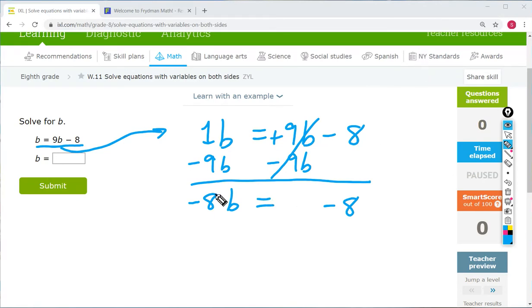And now these things are actually getting multiplied together, so the inverse would be division. So we would divide both sides by negative 8. And we get b equals negative 8 divided by negative 8 is negative divided by negative.